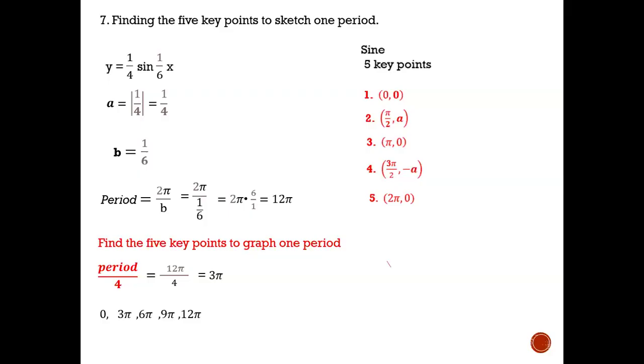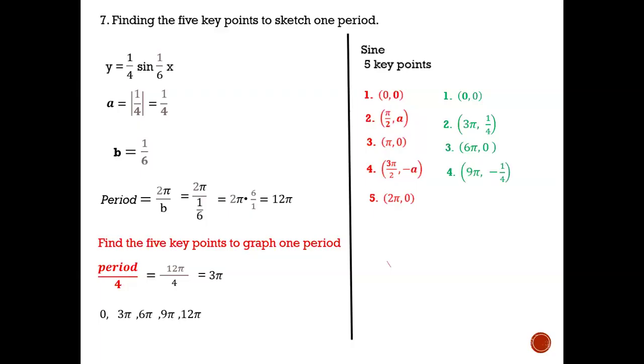Okay, we have 0, 0, then 3 pi, 6 pi, 9 pi, and 12 pi, with the corresponding values. So let's go ahead and calculate our A. All right, so here our first point is 0, 0. That one was given. We know that A was 1/4, so we plug that in. Again, for us, we have 6 pi, which is our halfway unit from 12 pi.